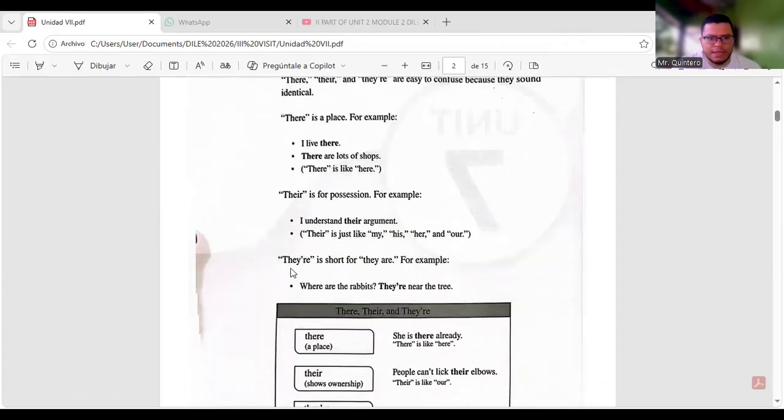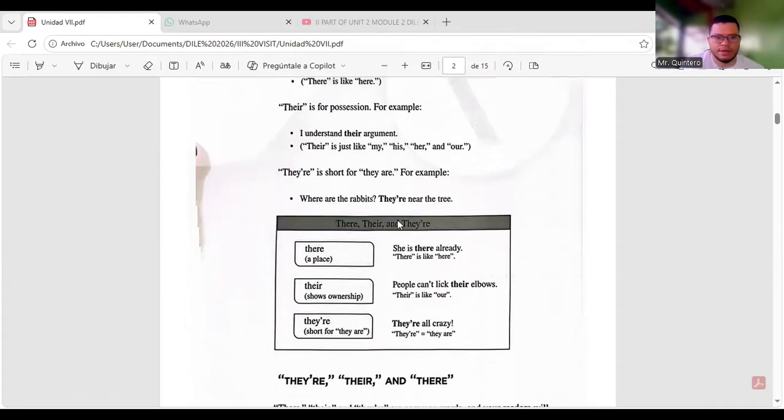They're is short for they are. Aquí tenemos la forma corta de they are, ¿verdad? Usando apóstrofe. For example, where are the rabbits? ¿Dónde están los conejos? They're near the tree. Ellos están cerca del árbol.